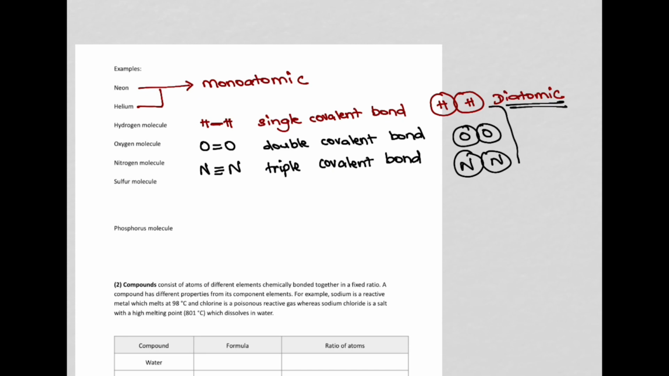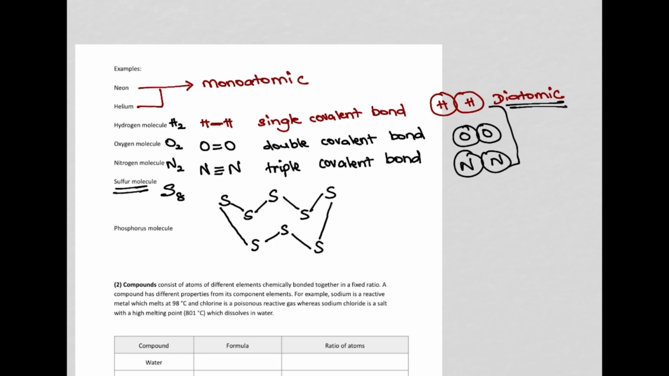So all of these are diatomic. You should be familiar with that. Hydrogen is H2, oxygen is O2, nitrogen is N2. Now the sulfur molecule is special. Sulfur has a crown structure and it exists as S8. If I had to draw the structure of sulfur, it would look like this. It is a crown structure.